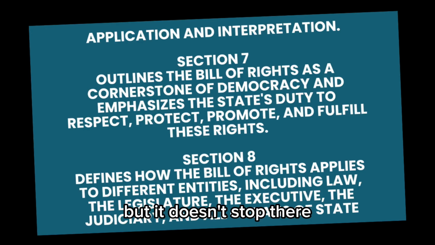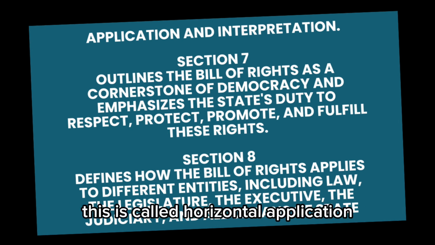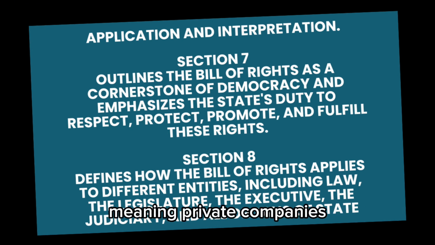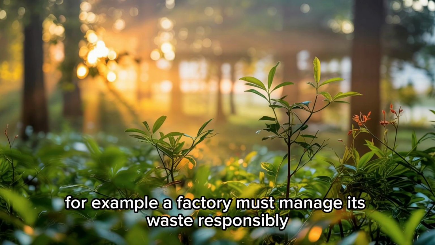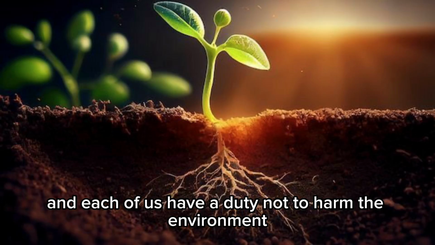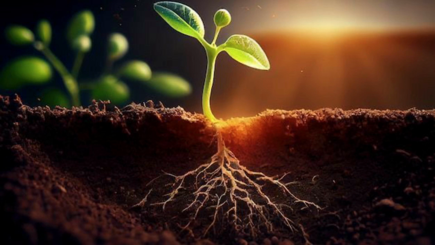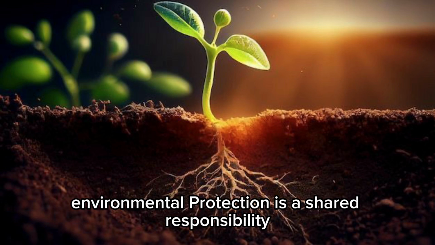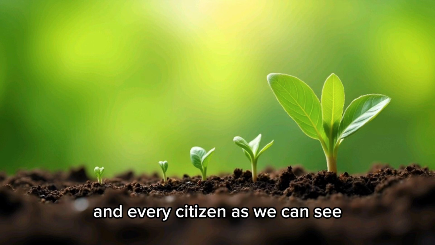But it doesn't stop there. Section 8 extends this duty to everyone, not just the state. This is called horizontal application, meaning private companies, communities, and individuals all share this responsibility. For example, a factory must manage its waste responsibly. Businesses cannot exploit natural resources, and each of us has a duty not to harm the environment, whether by dumping waste, polluting water, or destroying ecosystems. In short, environmental protection is a shared responsibility, one that calls for cooperation between the government and every citizen.